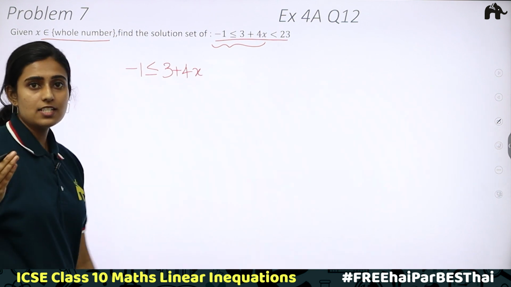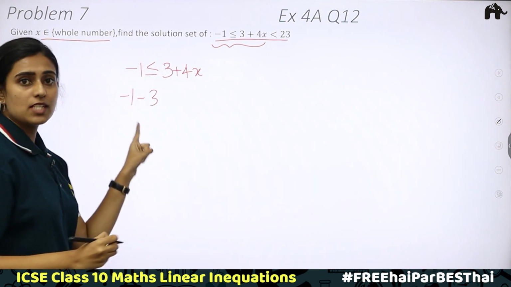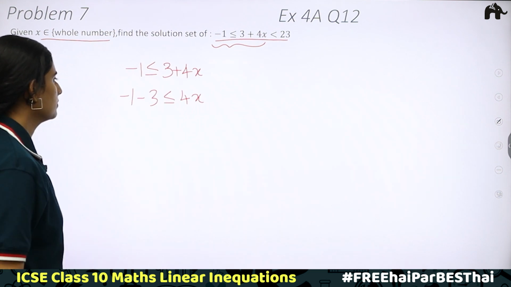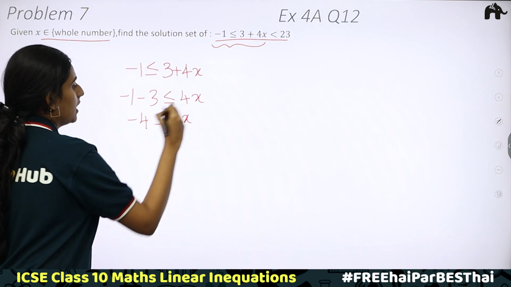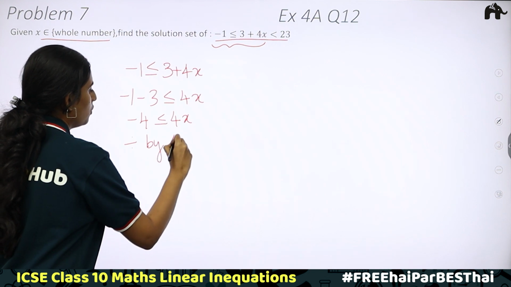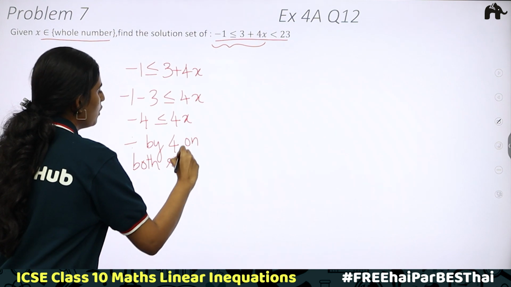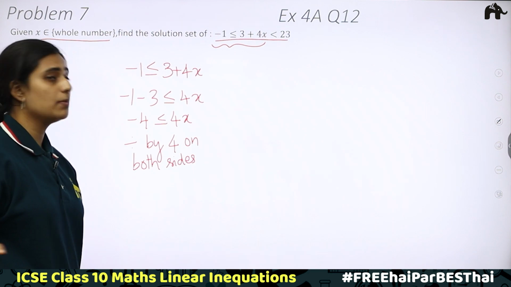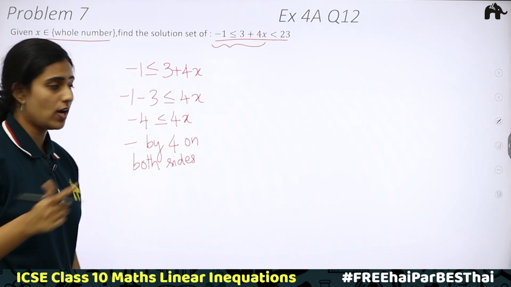Here, taking constants to one side, minus 1 minus 3, plus 3 becomes minus 3, less than or equal to 4x. That is, minus 4 less than or equal to 4x. Dividing by 4 on both sides. 4 is a positive number, right? Dividing or multiplying with a positive number, there is no reversing of inequality.